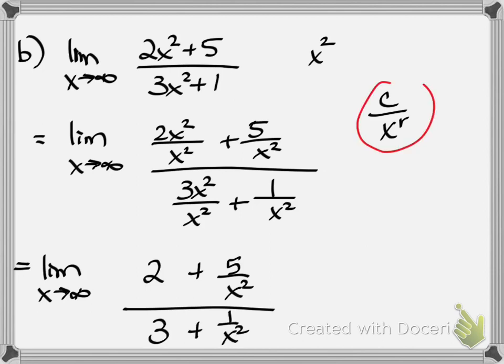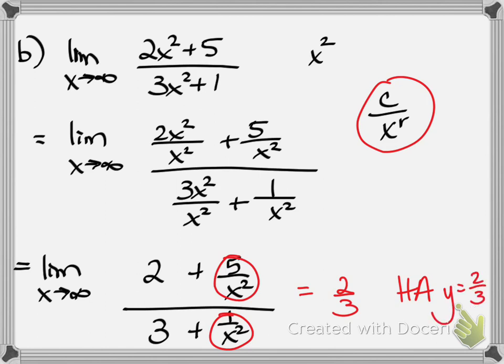Now, every one of these constants over x to a power goes to 0 when the limit approaches infinity, and you're left with 2/3. So you have a horizontal asymptote at y equals 2/3. Pre-calculus, let's look at it. My degrees are the same. n equals m, so my horizontal asymptote is the ratio of the leading coefficients. But yes, you have to go through and prove it with calculus, but you have a quick check for yourself.